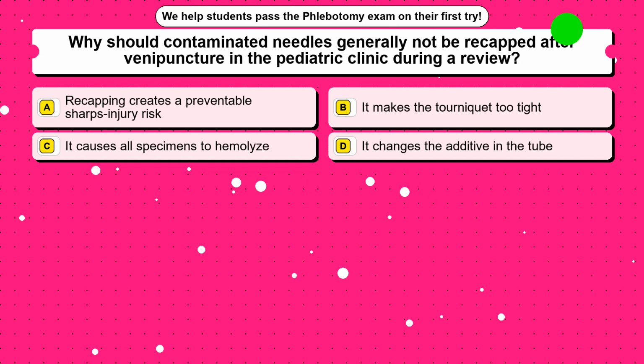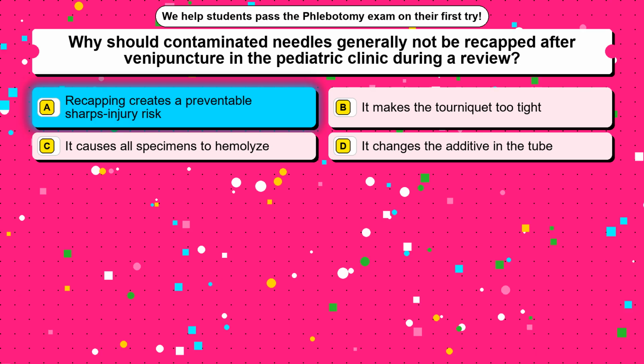Question 7. Why should contaminated needles generally not be recapped after venipuncture in the pediatric clinic during a review? Option A. Recapping creates a preventable sharps injury risk. Option B. It makes the tourniquet too tight. Option C. It causes all specimens to hemolyze. Option D. It changes the additive in the tube.